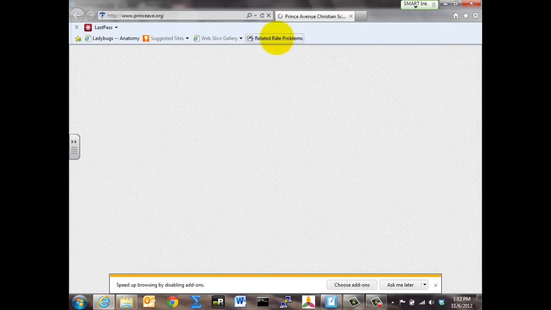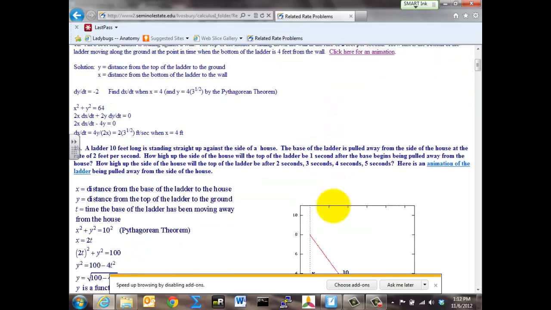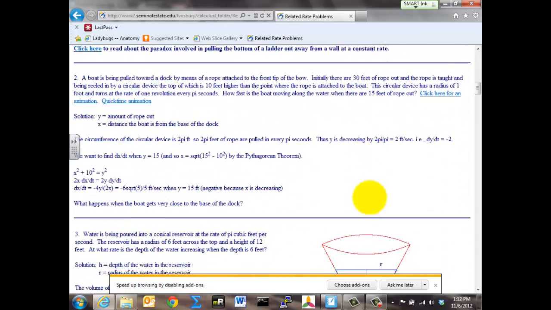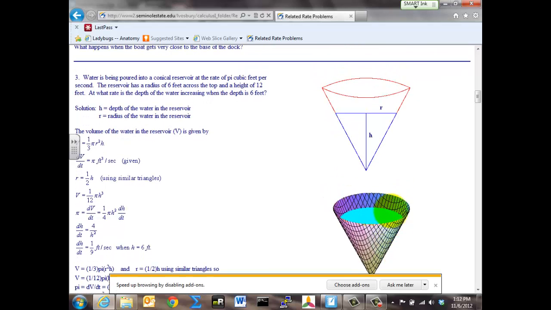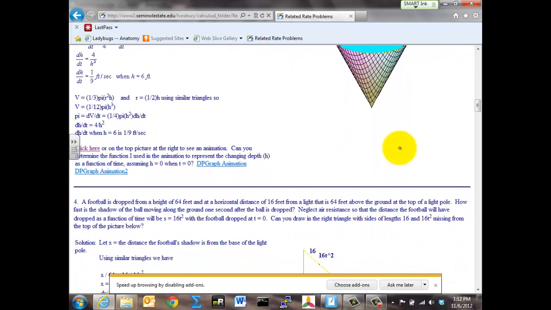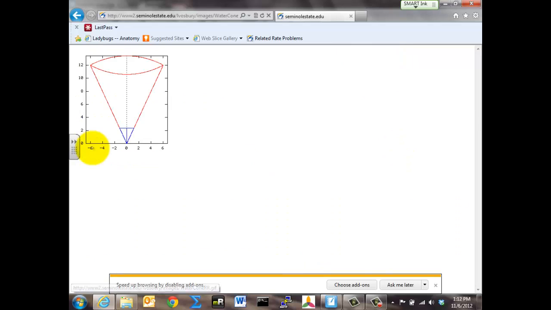Related rate problems. This is off somebody's college website, and I want to look at a couple of these. Let's look at this one here. That's what I want. Now, just while I'm talking, look at this. This is a cone. The red is the actual cone, and the blue, think of that as water being poured into the cone. So it's small at the bottom, big at the top, and we're just pouring water into the top. Look at what's changing as we pour water in there.